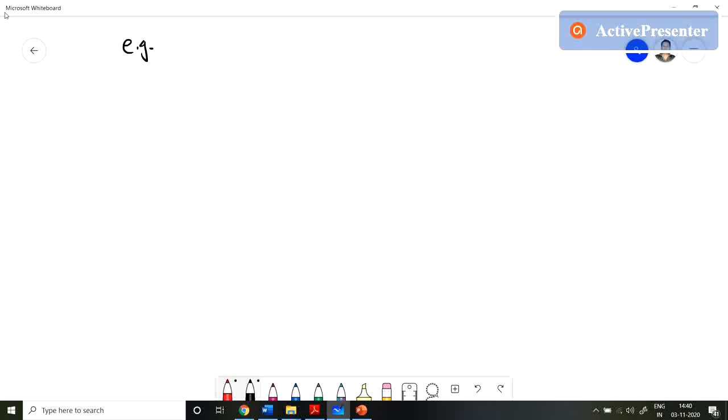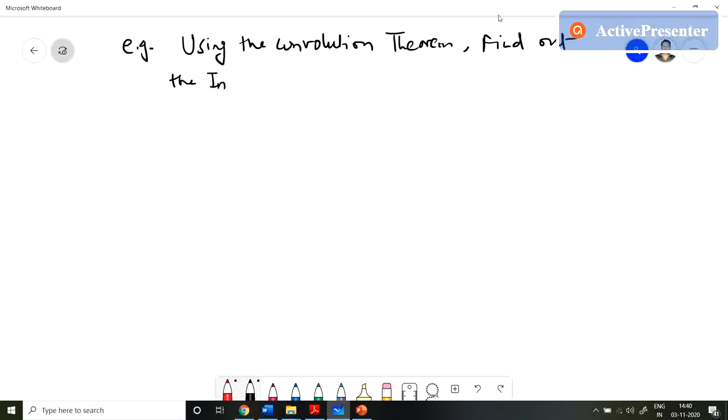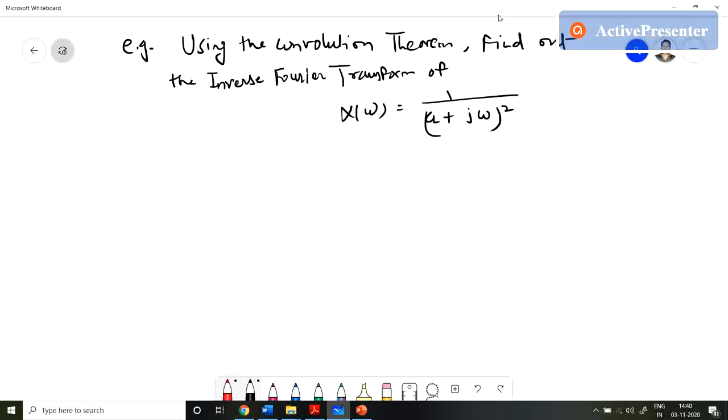So let us do another problem. The problem is, using the convolution theorem, find out the inverse Fourier transform of X(omega) is equal to 1 divided by (a plus j omega) whole square.